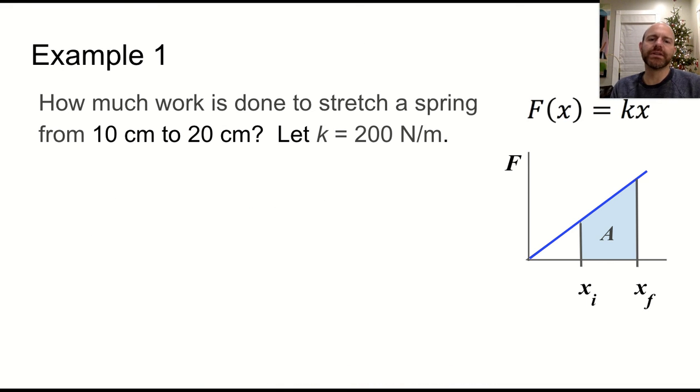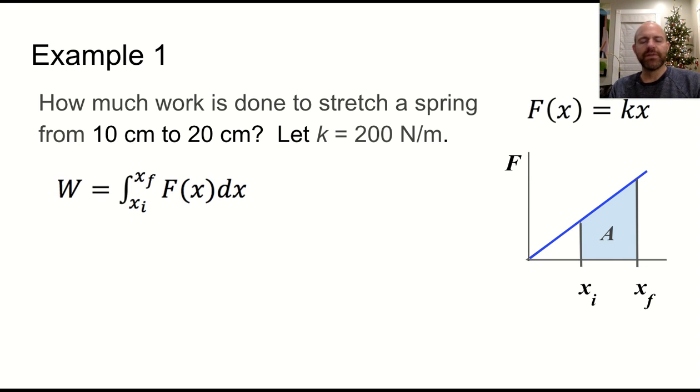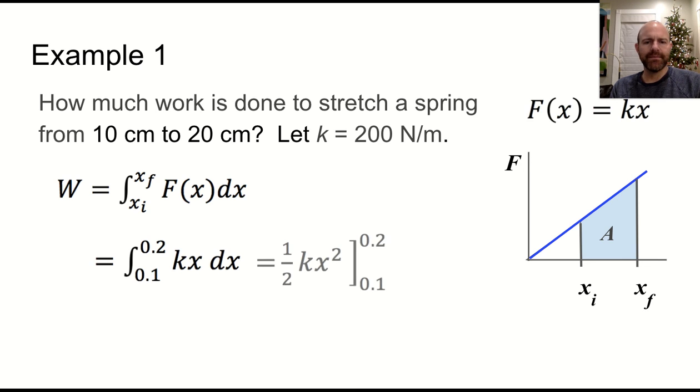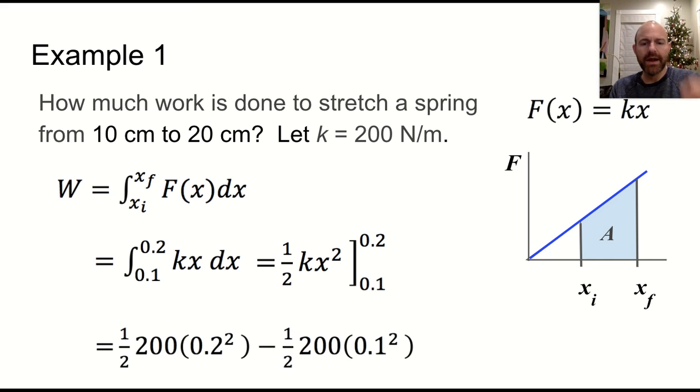So for example, how much work is done to stretch a spring from 10 to 20 centimeters if the spring constant is 200 newtons per meter? Well, our work is the integral from x initial to x final of f as a function of x dx. All right, we plug that in. And this is how we write it. We write it at the end with a single square bracket, saying we're going to evaluate it there. And the way we do it is we do the final minus the initial. So we do 1/2 of 200 times 0.2 squared minus 1/2 times 200 times 0.1 squared. And that gives us 4 joules minus 1 joule, 3 joules of work done to go from x initial to x final.